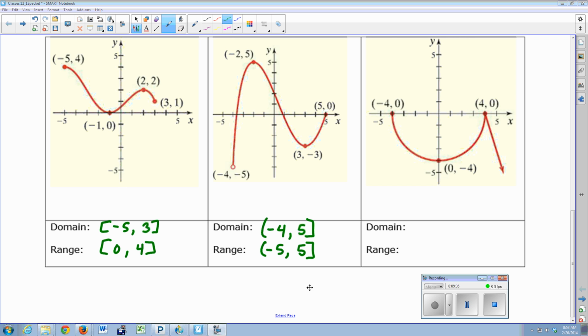And then table 5 back there, Doug, domain? Yep. And domain, Ethan? Yeah, okay. Oh, bracket, thank you. All right, any questions on domain or range? All right.